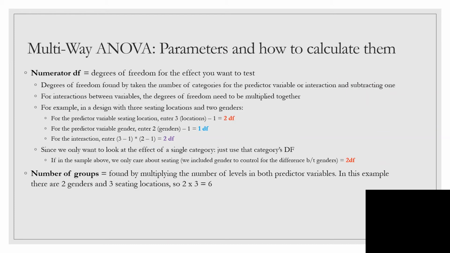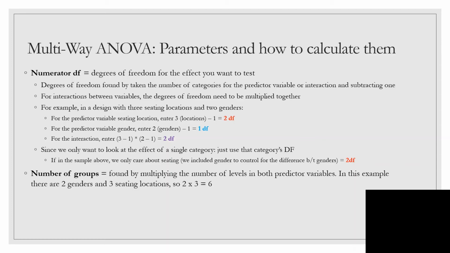So let's talk a little bit about the number of groups and the numerator degrees of freedom. The numerator degrees of freedom is the degrees of freedom for the effect you want to test. To get this, you take the number of categories for the predictor variable or interaction and subtract 1. And then for interaction between variables, the degrees of freedom need to be multiplied together. So let's take an example. You have a design where there are 3 different seating locations and 2 genders.